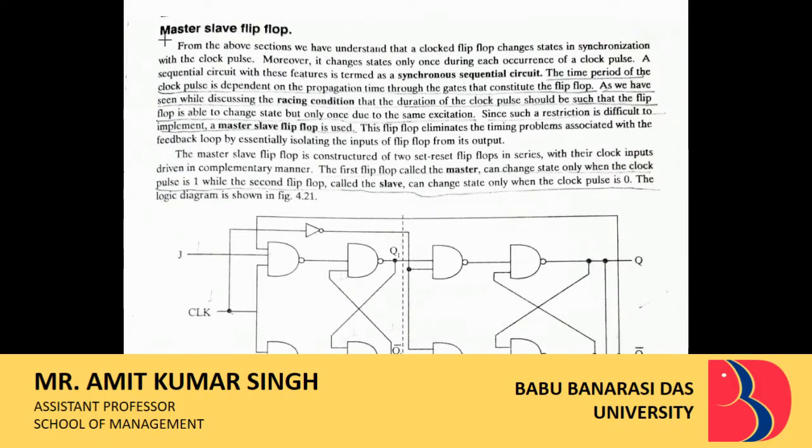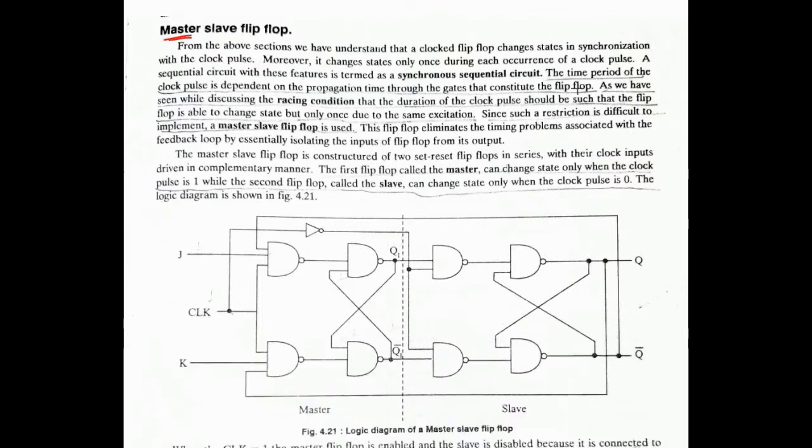Next topic is master slave flip flop. As we have discussed in the last section, a clocked flip flop changes state in synchronization with the clock pulse. It changes state only once during each occurrence of the clock pulse. A sequential circuit with these features is termed a synchronous sequential circuit. The time period of the clock pulse is dependent on the propagation time through the gates that constitute the flip-flop.